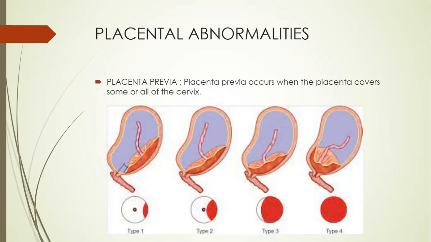As you can see, in type 1 the lower lying placenta will be covering only one-fourth of the internal os, whereas in the second type nearly half of the internal os is covered by the placenta, and in the third, the majority of the internal os is covered, whereas in type 4 placenta previa, the entire internal os is covered. So please look into the picture and understand the situation.